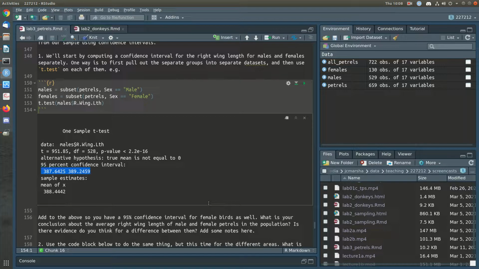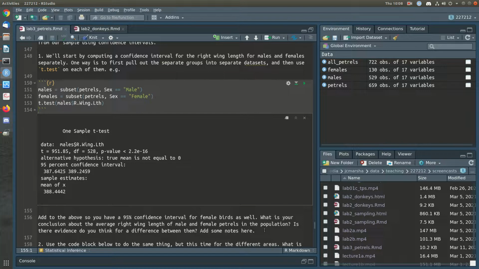So you remember our confidence interval is essentially taking our best guess at what the population mean is, which will be our sample mean, the 388.4. And it's adding a bit of uncertainty, the uncertainty coming from the uncertainty in the sample mean. So it's adding on plus or minus twice the standard deviation of the sample mean to get these numbers here. So our conclusion from this is we're 95% confident that the male birds are between 387.6 and 389.2 on average.